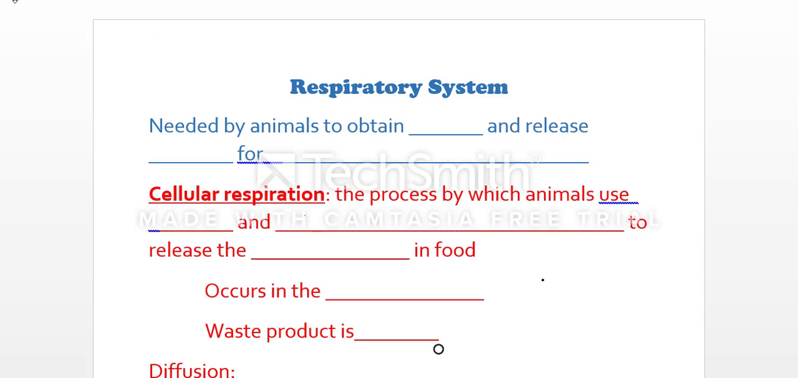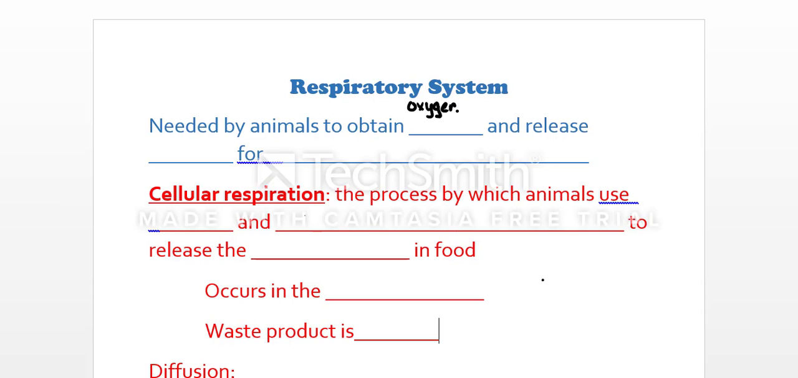Hi everyone, this screencast is the screencast of notes for the respiratory system. So let's start right off with why we need a respiratory system. Think about it. Why do we need to breathe in and breathe out? Well, because us and other animals need to get oxygen into our body.